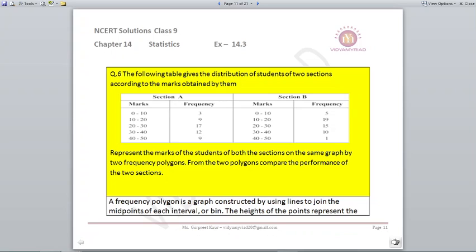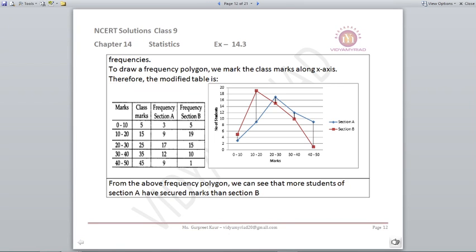Next, you have section A and you have section B. Represent the marks of the students of both these sections on the same graph by two frequency polygons. From the two polygons, compare the performance of the two sections.